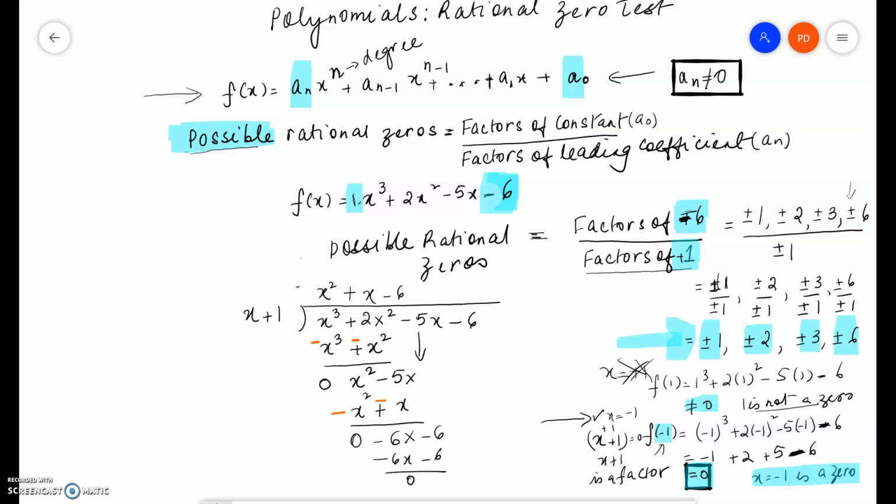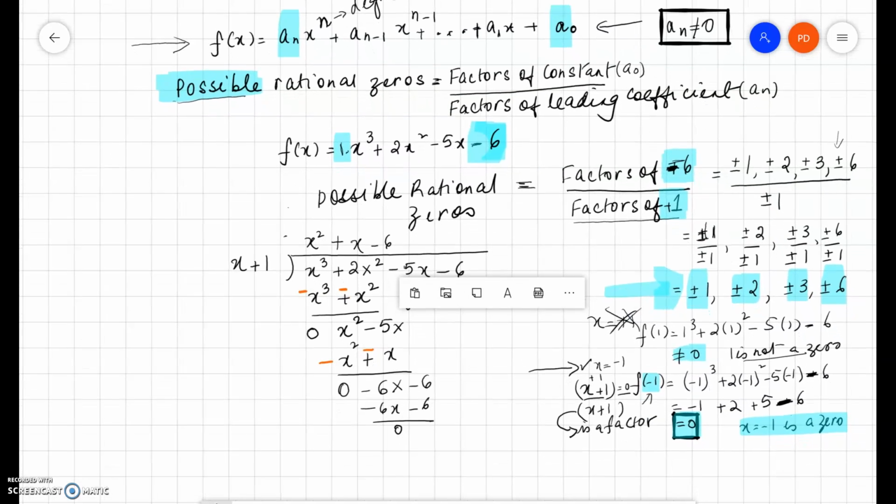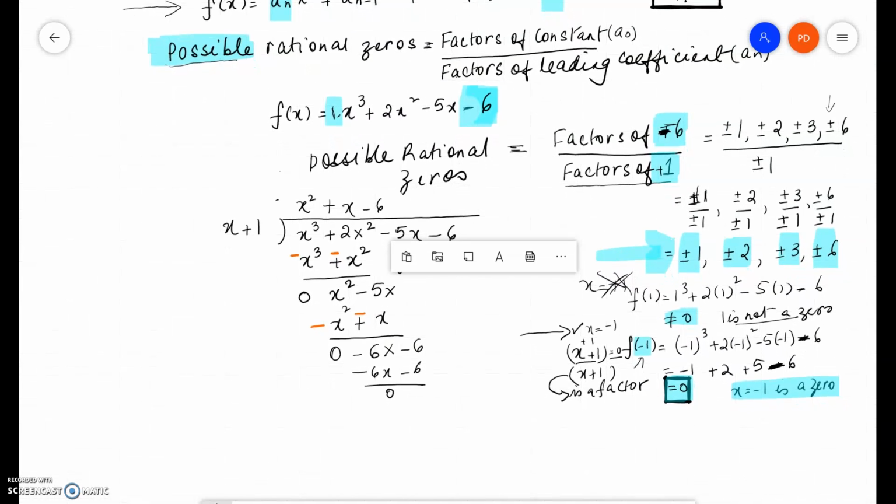So if x equals negative 1 is a 0, we add 1 on both sides to get x plus 1 equals 0. That tells us that x plus 1 is a factor. If it is a factor, then it must divide x cubed plus 2x squared minus 5x minus 6. So when we do long division, watch my video on long division if you don't remember how long division is done, or use synthetic division if that's what you're comfortable with. When we do long division, this is what we get.